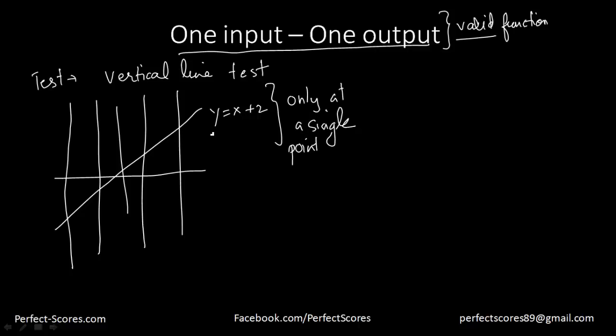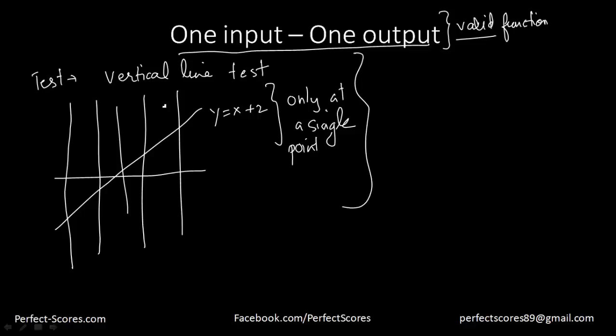So what is the only thing when the function is going to be valid? It's that if I draw any vertical line, the line has to pass the function at only a single point. Then only that function is going to be valid.